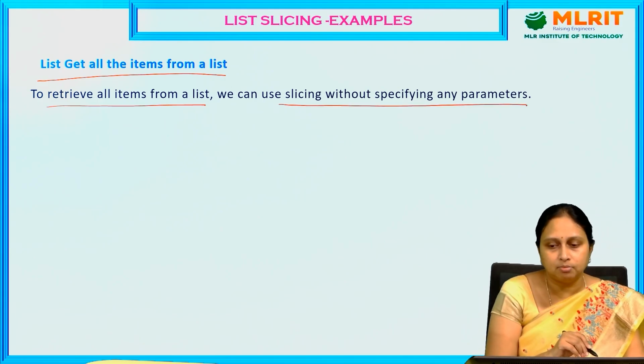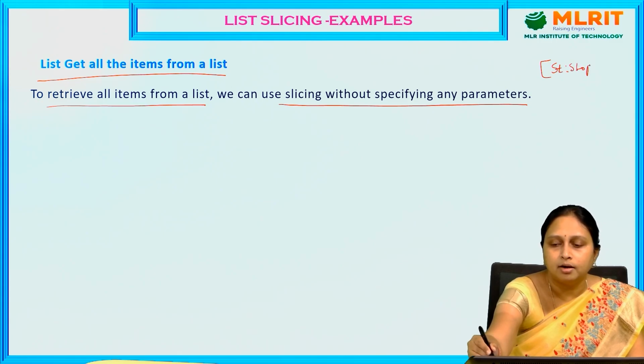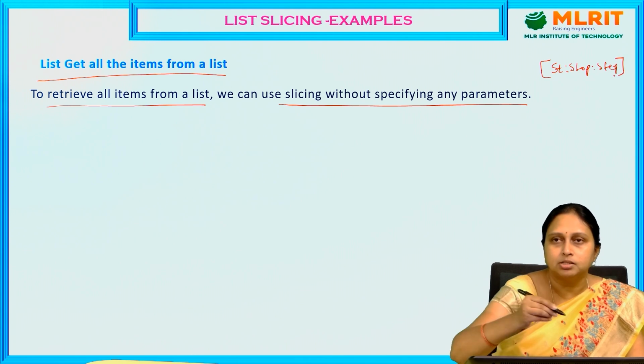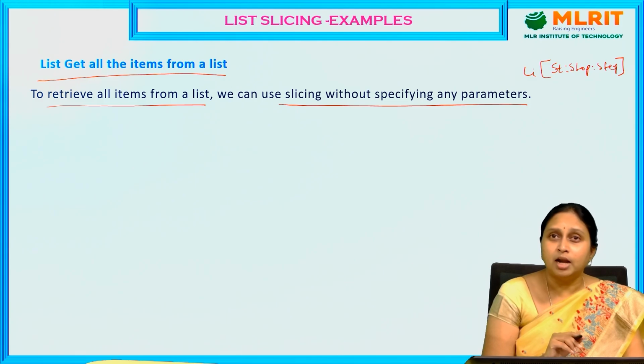You know that we are going to have the start, then stop, and then step. These are the 3 parameters that we are going to pass in the list. Now, if I am not specifying any parameters, then it will display all the elements in the list. Let us consider one example.